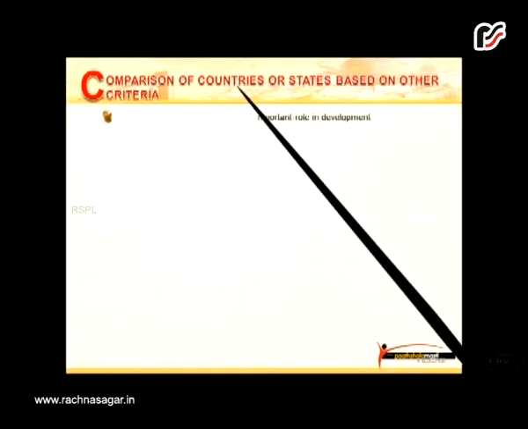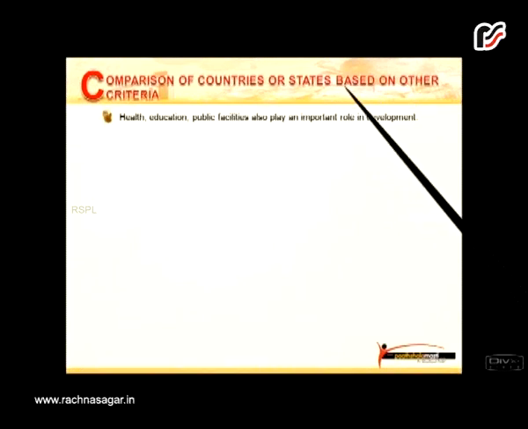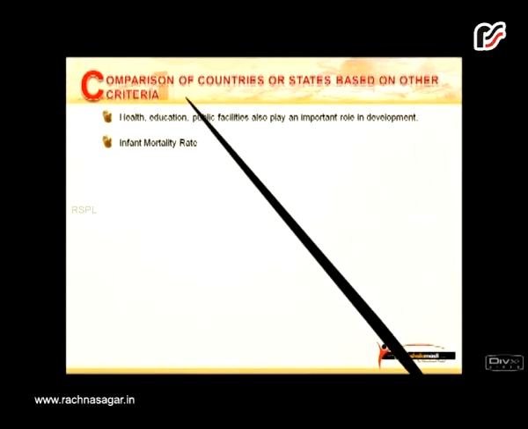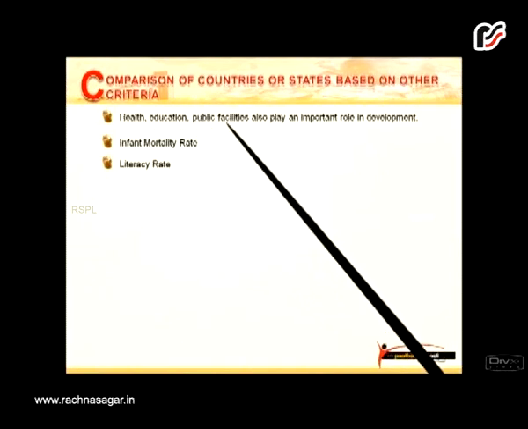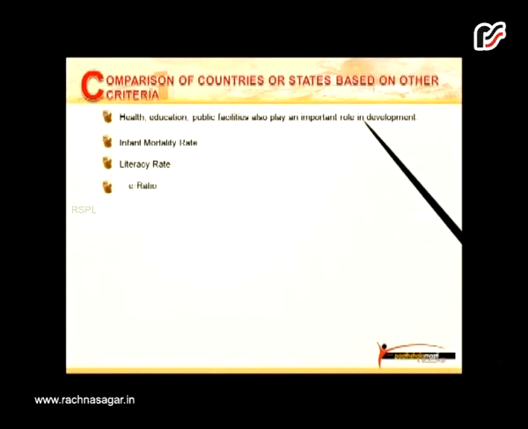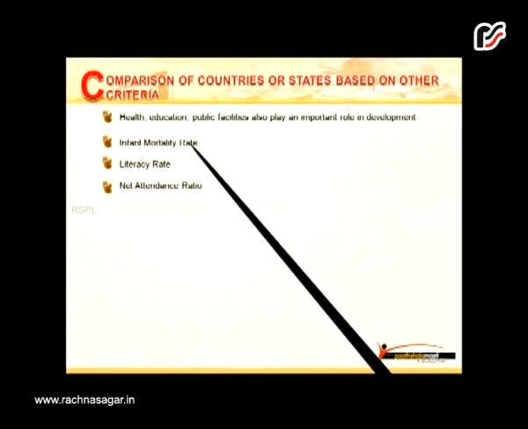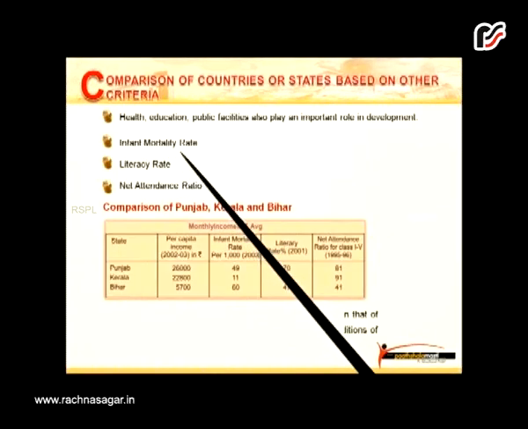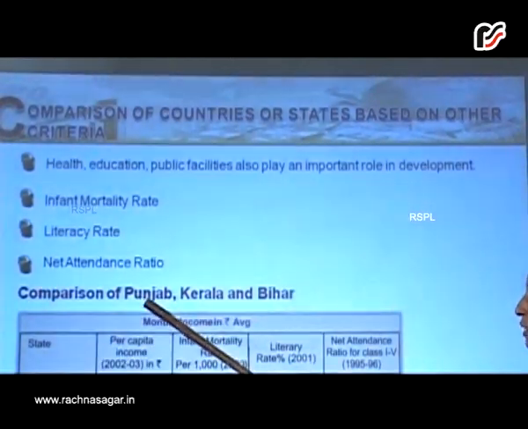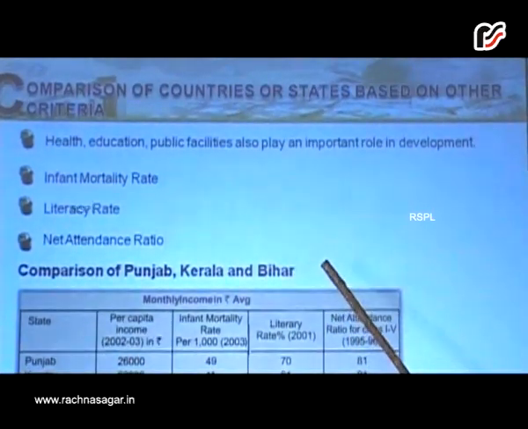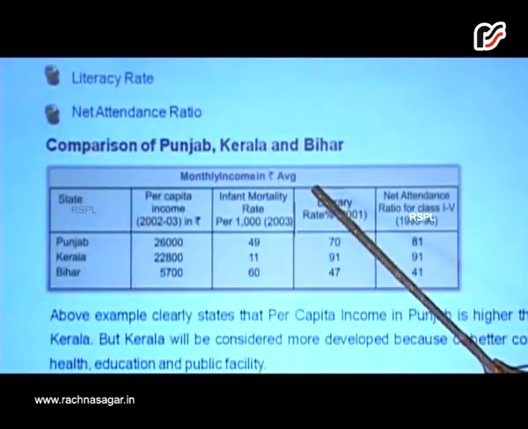Comparison of countries or states based on other criteria. Health, education and public facilities also play an important role in development. Indicators include infant mortality rate, literacy rate and net attendance ratio. Comparison of Punjab, Kerala and Bihar.